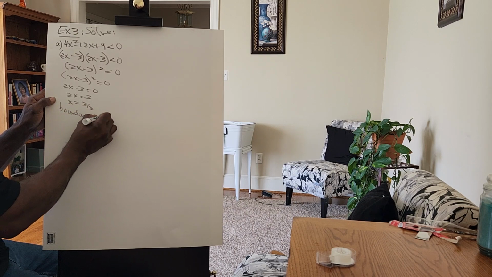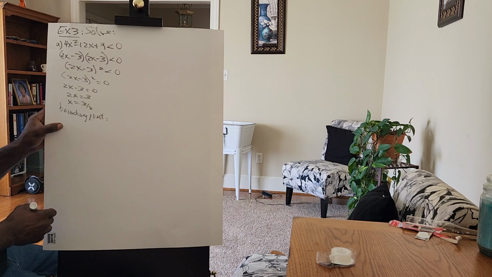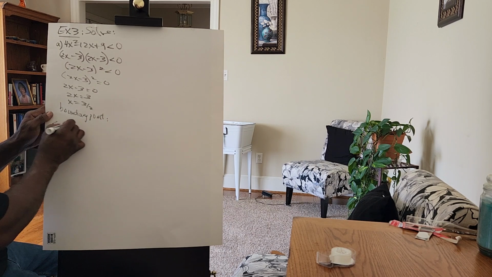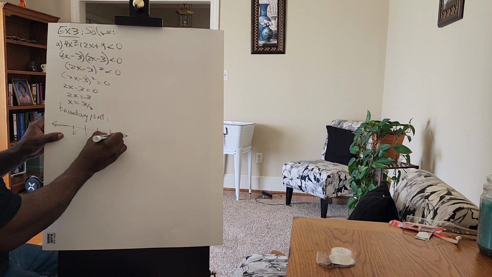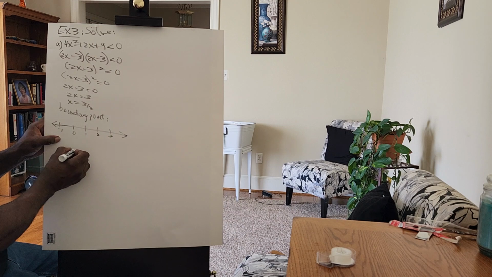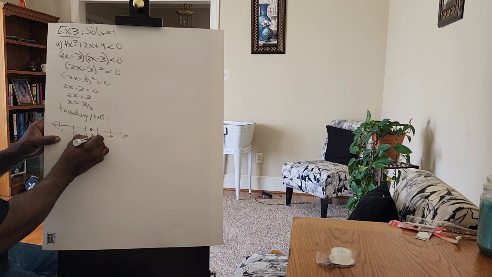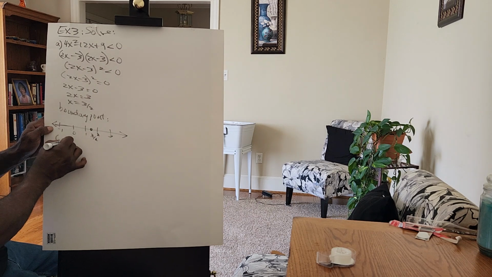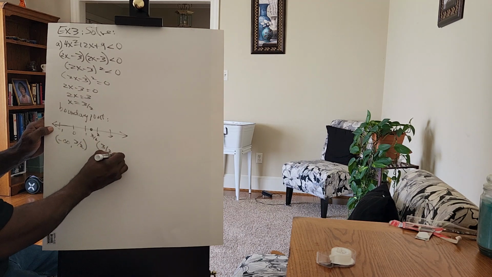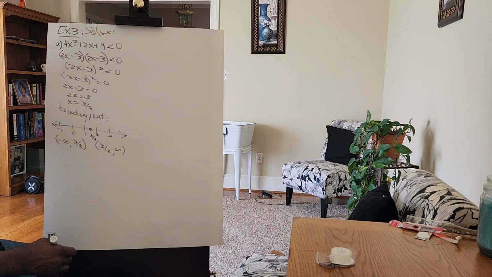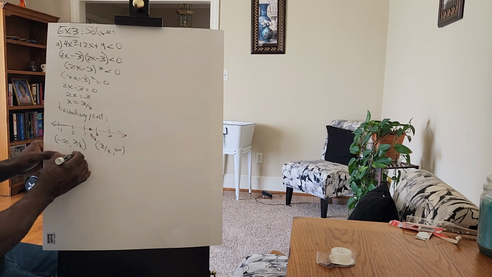Boundary point. Once you find the boundary points, let's put that boundary point on the real number line. There's 0, 1, 2, 3, negative 1. 3 halves is 1 1/2, so it sits right here. That separates my real number line into two intervals, negative infinity to 3 halves, and then from 3 halves to infinity. I've got two intervals to check.